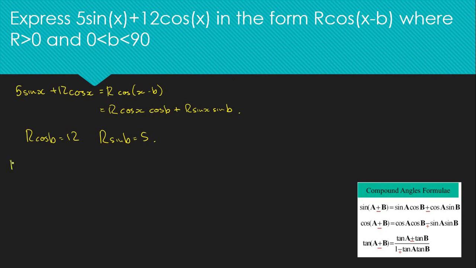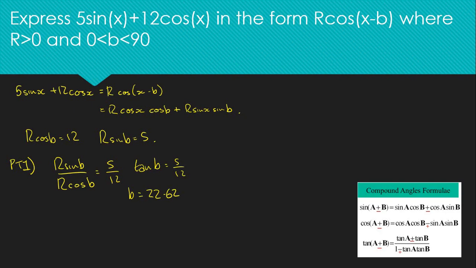All right, so part 1, we'll do r sine b over r cos b. Always put the sine on top, because otherwise you'll end up with cot, and you don't really want to deal with the extra little bit of work in there. That equals 5 over 12, which means that tan b is going to equal 5/12, which means that b comes out as 22.62.